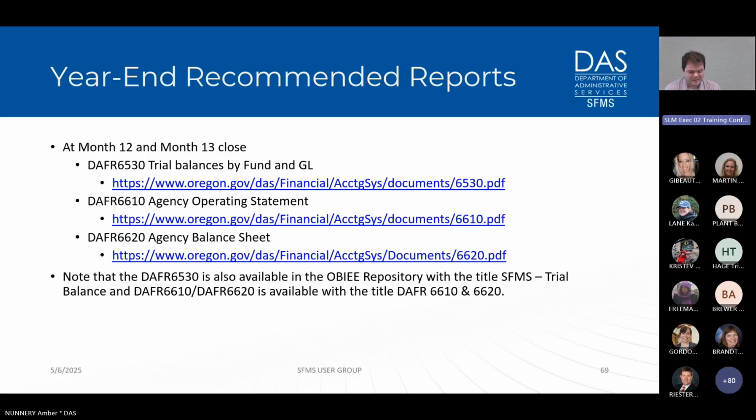Note that the DAFR 6530 is also available in the OB repository with the title SFMS trial balance, and the DAFR 6610 and 6620 is available with the title DAFR 6610 and 6620.